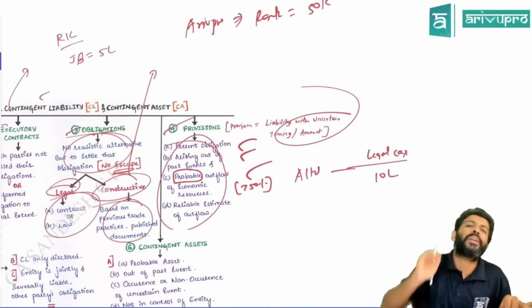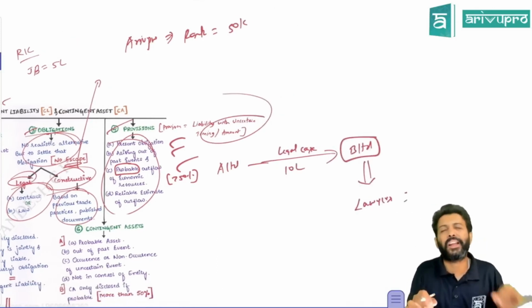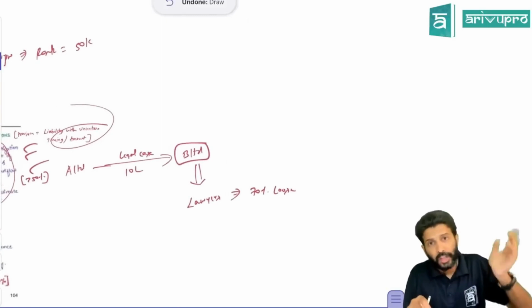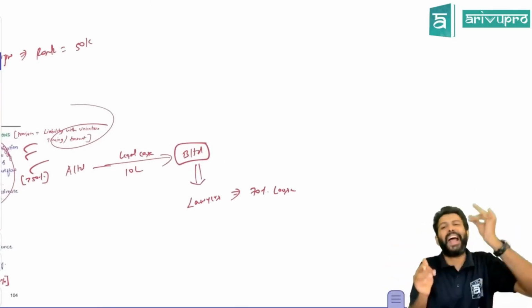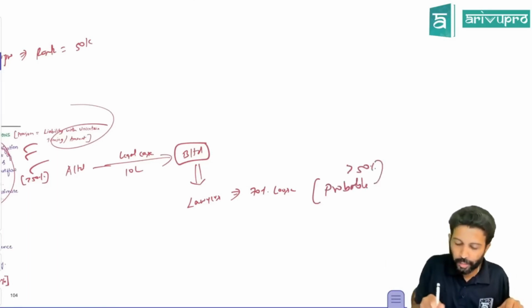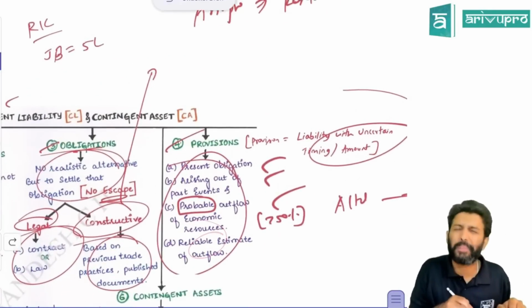If there is more than 50% chance of some asset going out, that is what the third criterion of provision is trying to say. Now, in this particular example, what is the lawyer telling? There's a 70% chance that we will lose the case. Is it more than 50%? Absolutely yes. That means, is it probable? Yes. If it is more than 50%, we call it probable. So here, is the obligation probable? Yes. The last one is that a reliable estimate of the outflow can be made.